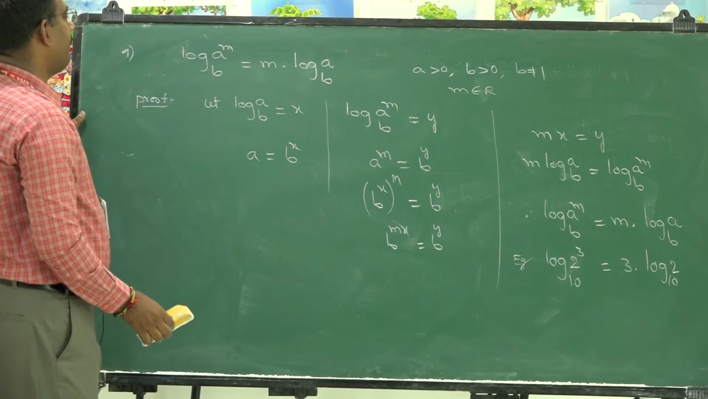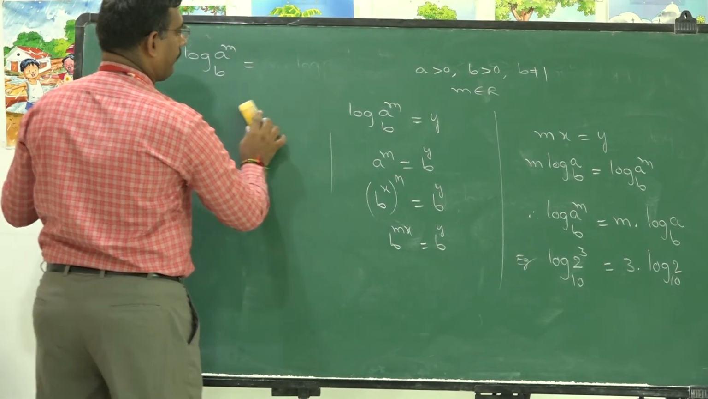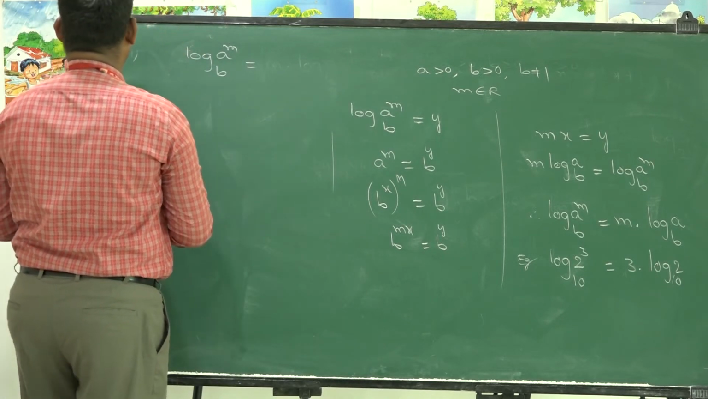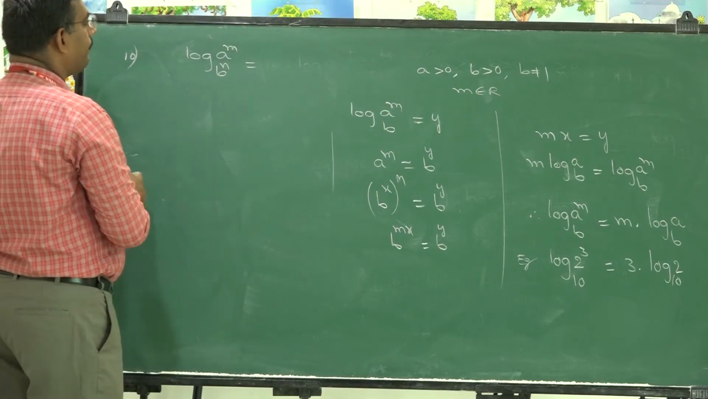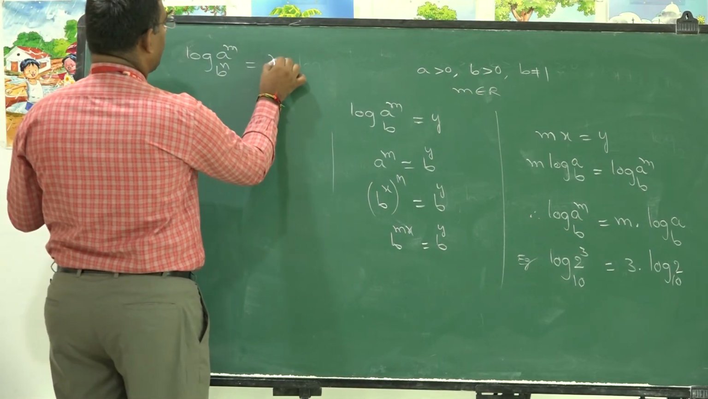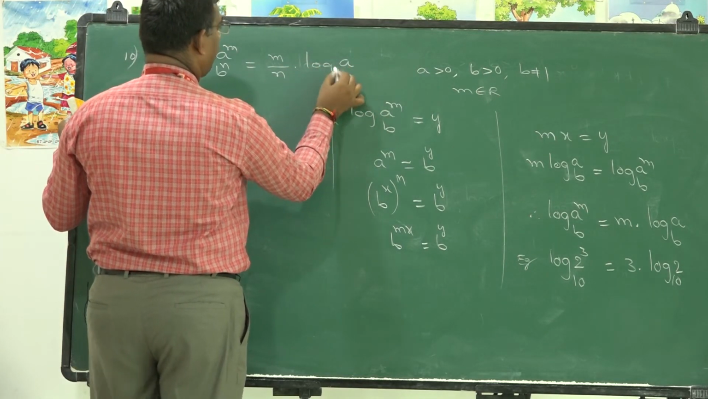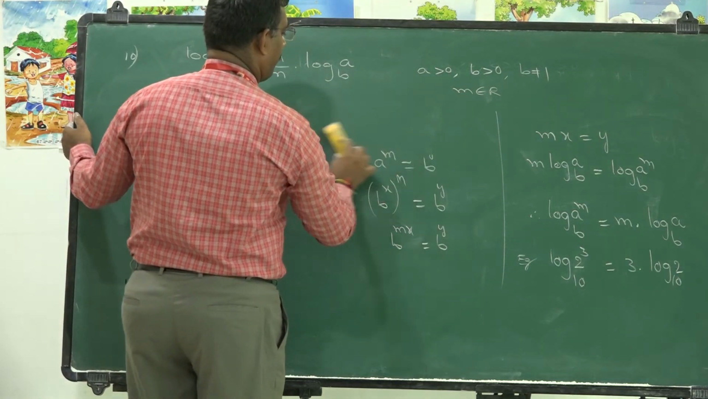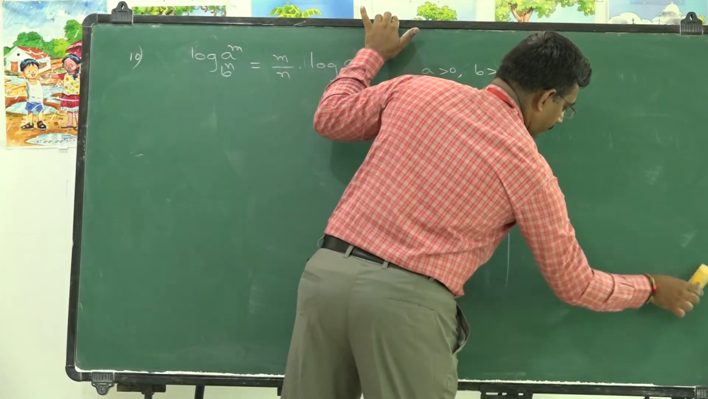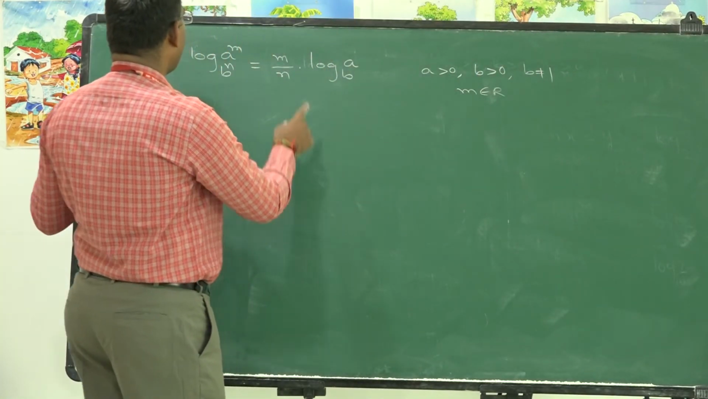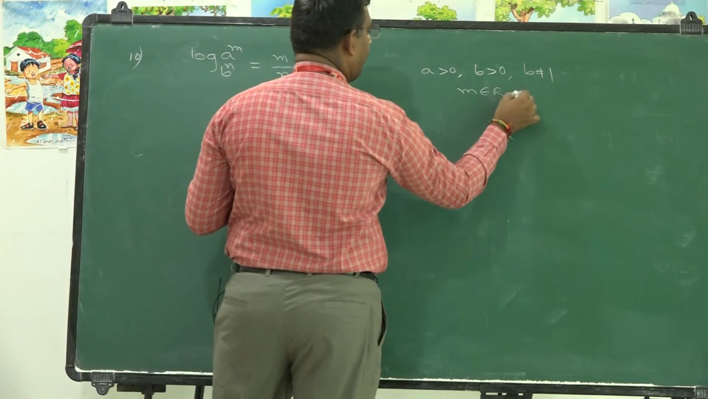Next, property number 10. Log a power m base b power n is equal to m by n into log a base b. Here a and b are positive real numbers, b is not equal to 1, m belongs to R, n belongs to R.